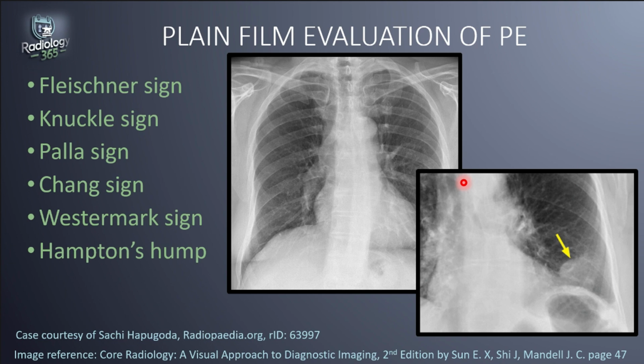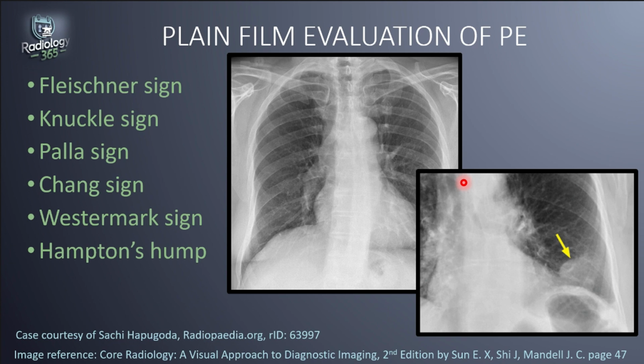Now, while CT pulmonary angiogram is the standard tool to evaluate for pulmonary embolism, it's important to be aware of plain film findings that may suggest pulmonary embolism in case the diagnosis is not clinically suspected. The first one we'll talk about is the Fleischner sign. Fleischner sign describes widening of the pulmonary arteries due to a clot.